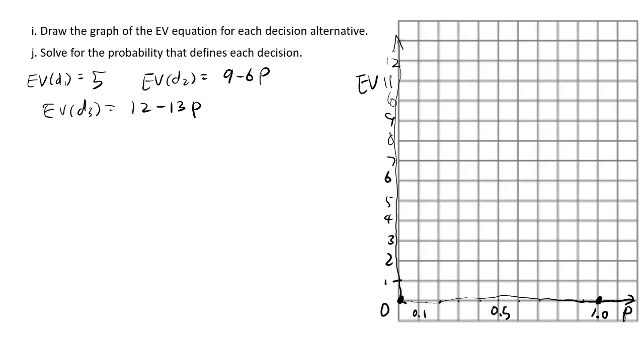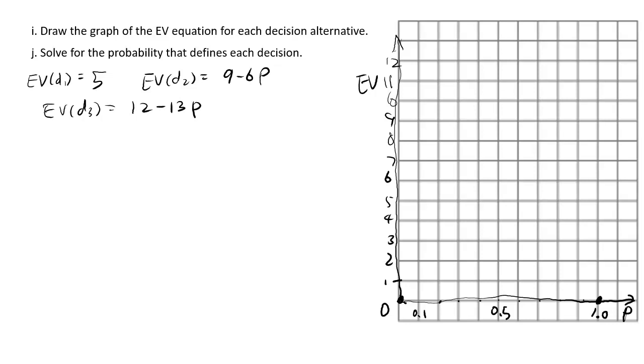And what you do is you plug in 0 and 1. These are all line equations. If you think of P as like X, and you had a graph like Y equals 9 minus 6X, that's a line equation with a Y-intercept of 9 and a slope of negative 6. Once you know that these are line equations, lines are determined by just 2 points. So if you know the value of the graph when P is 0 and when P is 1, then you know the line. That's all you have to do.